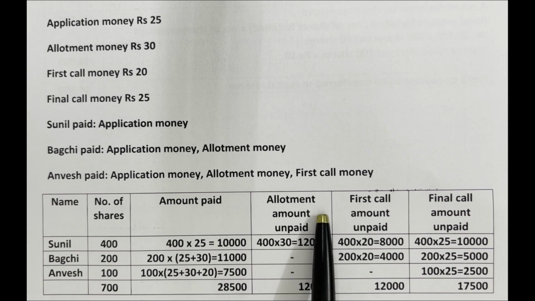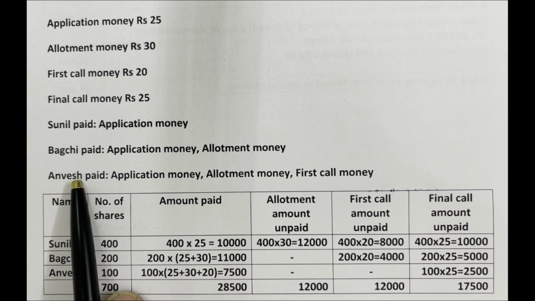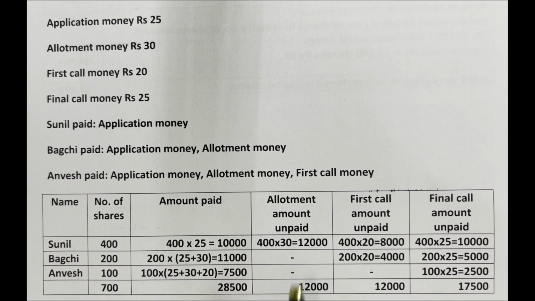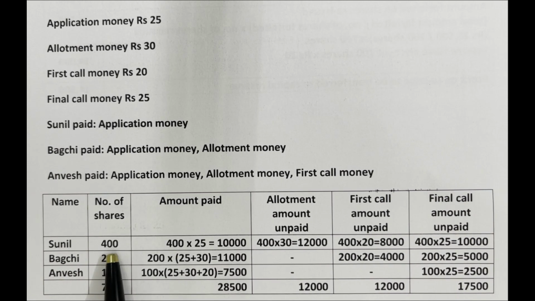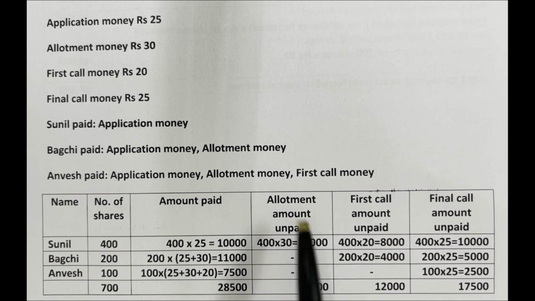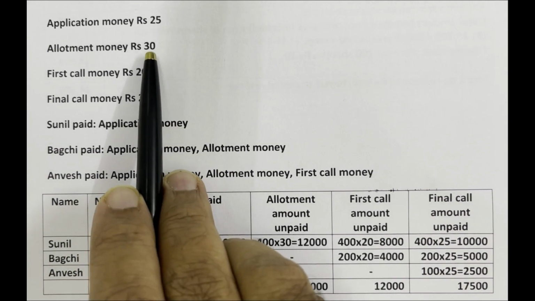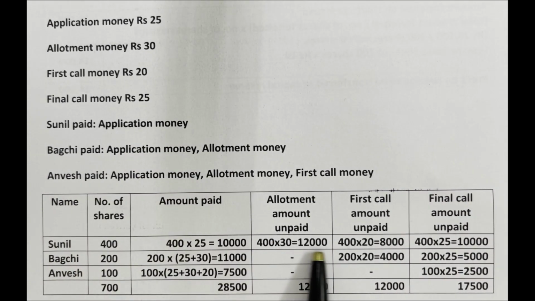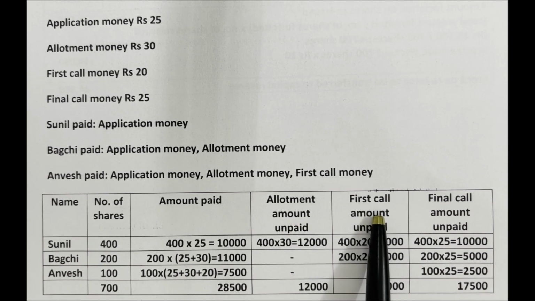Next come to fourth column. Allotment amount unpaid. Bakshi and Anvesh, they paid allotment amounts. Only first person Sunil did not pay allotment money. Sunil is holding 400 shares. 400 shares into, on one share allotment money 30 rupees. 12,000 rupees did not come for allotment.